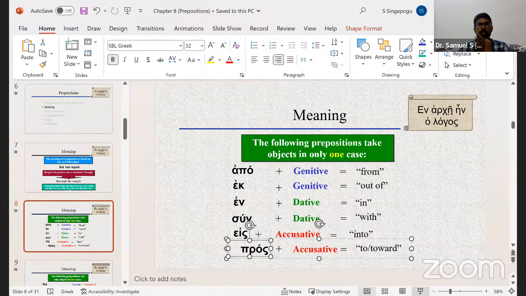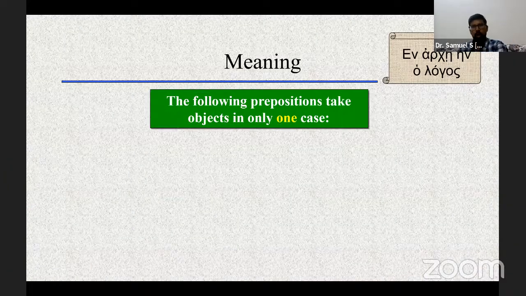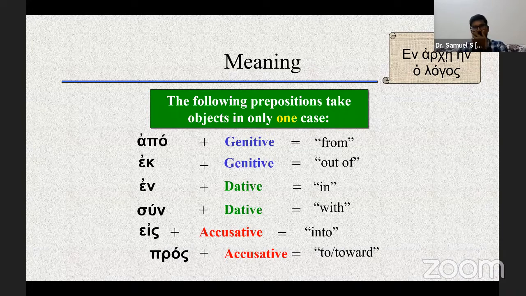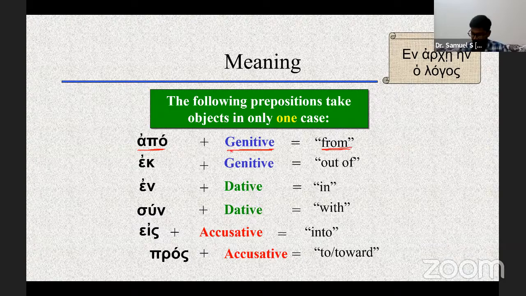So here are the prepositions that only take one case. What are the prepositions? Apo only takes the genitive case, and the meaning is from. Ek only takes the genitive case, meaning is out of. Right?